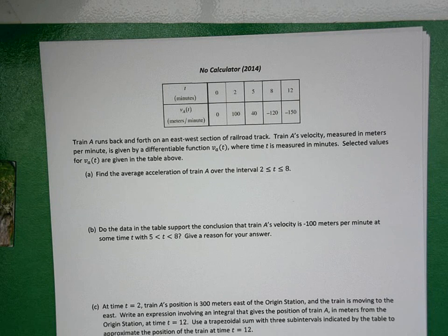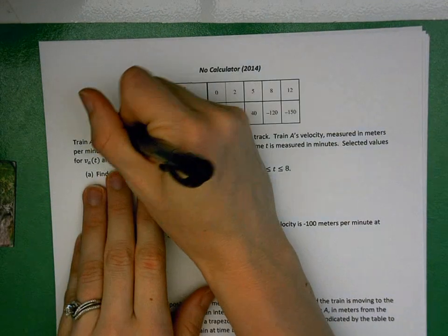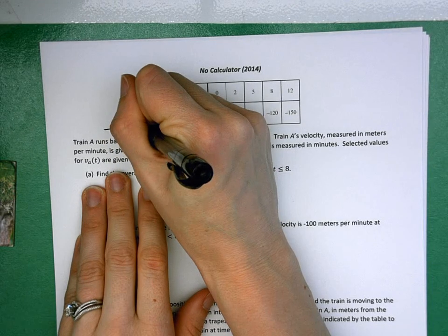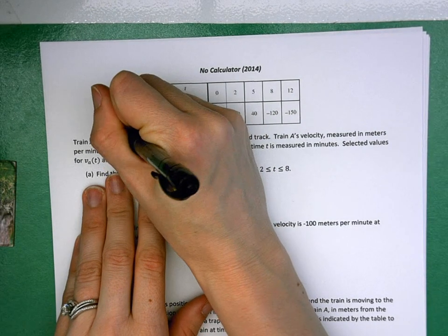Okay, let me pull up the rubric for this one, to make sure that I get my points in the right spots as we're talking through it. Okay, 2014. So we have a train A that runs back and forth on an east-west section of railroad track. I'm definitely a picture person myself, although I'm not an artist. So here's my train A traveling east-west.